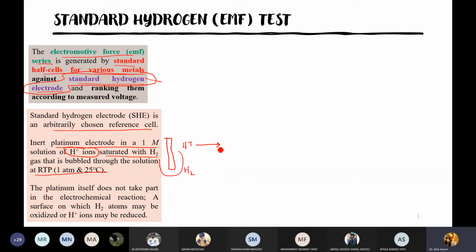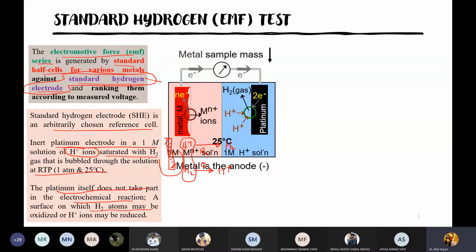So this could go either way. H plus could convert into H2 gas, or H2 could convert into H plus ions, depending upon which reaction is taking place, whether it is the reduction reaction or the oxidation reaction. You have both the species present, and the platinum electrode is an inert electrode which is used as the surface only. It provides the surface for the reaction. So the platinum itself does not take part in any electrochemical reaction. It is acting as a surface on which H2 may be oxidized or H plus may be reduced.